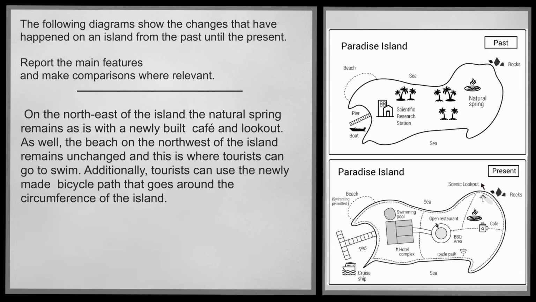On the northeast of the island, the natural spring remains as is with a newly built cafe and lookout. As well, the beach on the northwest of the island remains unchanged, and this is where tourists can go to swim. Additionally, tourists can use the newly made bicycle path that goes around the circumference of the island.